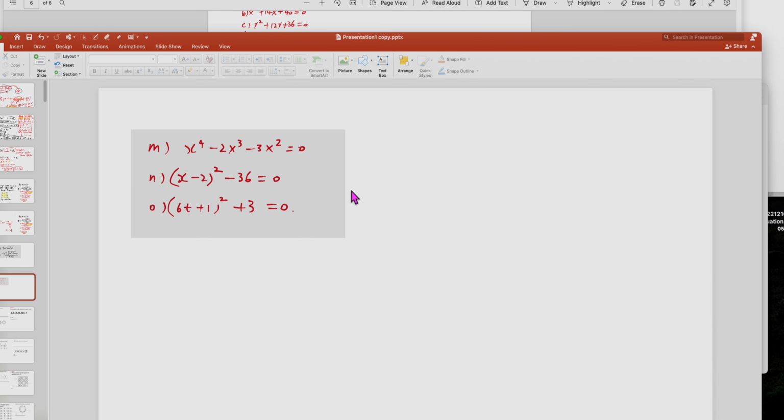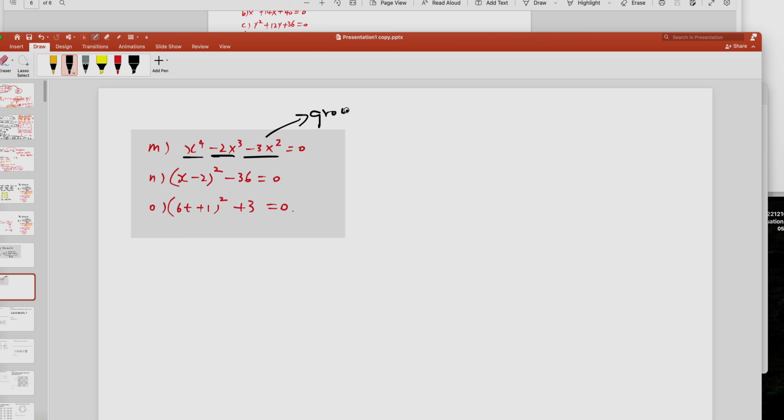Okay, for the M, X, X, X, group together already, right? Do you still need to move? No. So basically this is called group together already. So if group already, don't need to move.